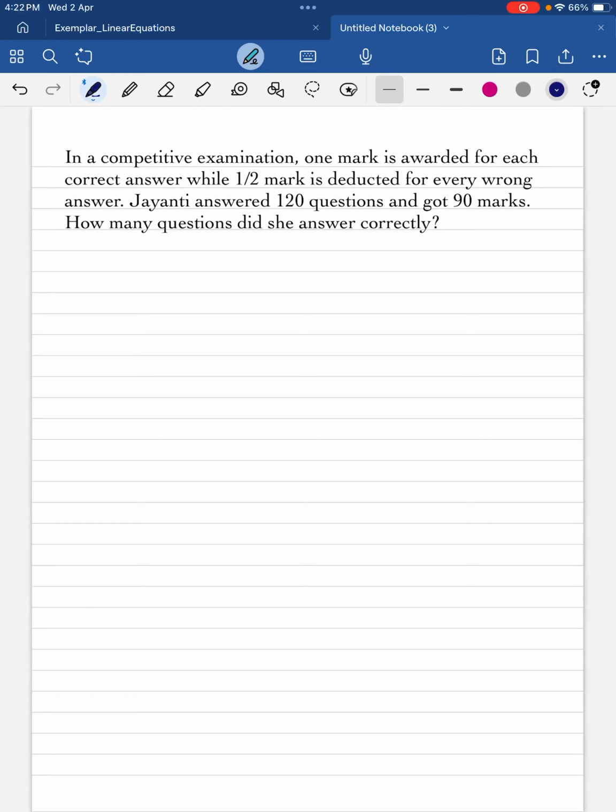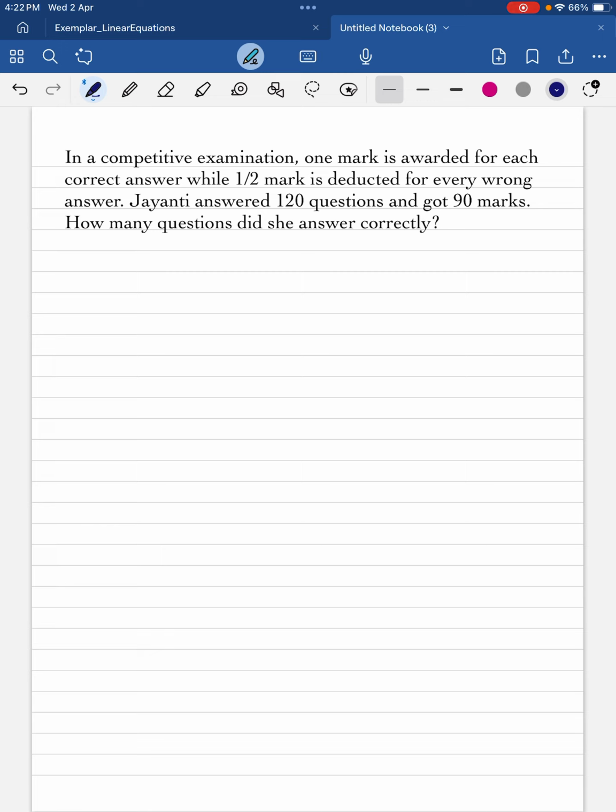Hi, let's discuss this interesting question from a pair of linear equations in two variables, class 10. In a competitive examination, 1 mark is awarded for each correct answer, while half mark is deducted for every wrong answer. Jayanti answered 120 questions and got 90 marks. How many questions did she answer correctly?